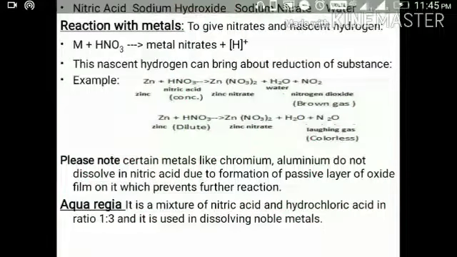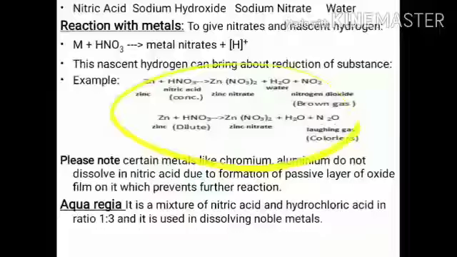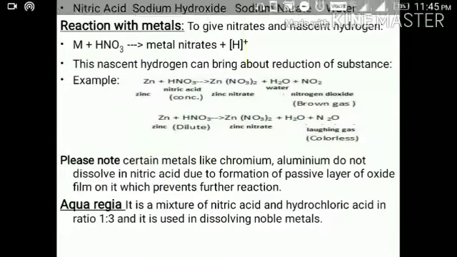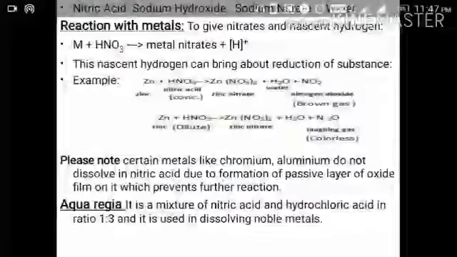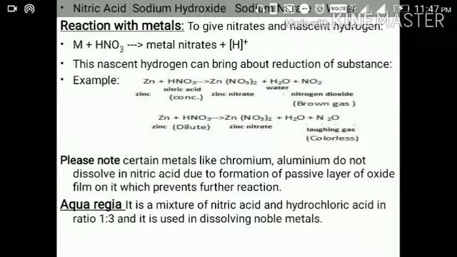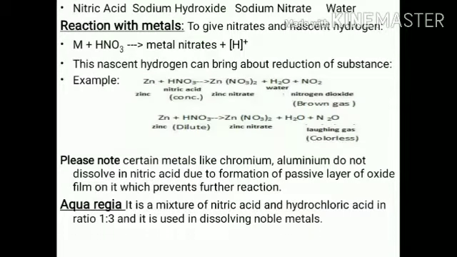Okay. This is the chemical reaction given here. You can see that, and now write down some notes. Please note that metals like chromium and aluminum do not dissolve in nitric acid, because aluminum is a metal. When it reacts with nitric acid, it forms an oxide called aluminum oxide, Al2O3, and it forms a layer on the aluminum metal. That's why it prevents oxidation.